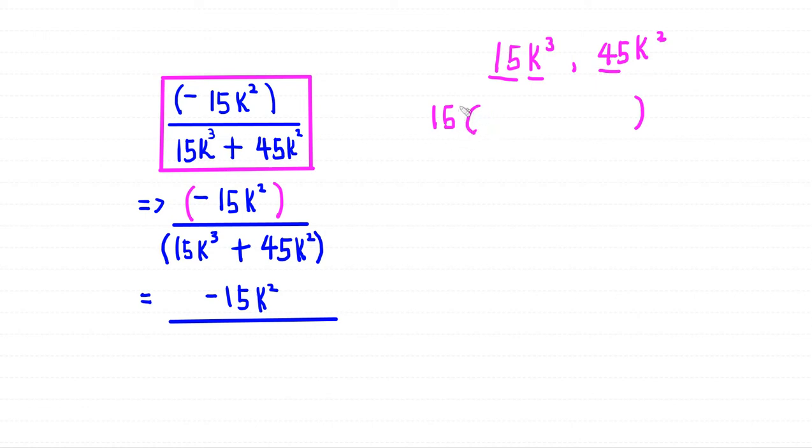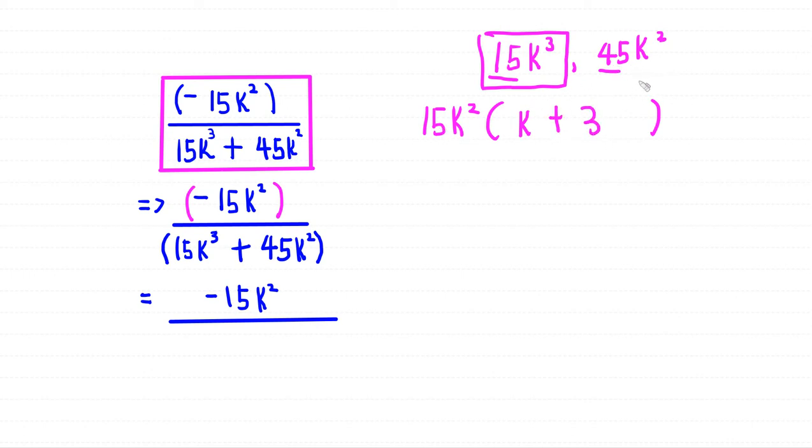So 15 times k squared times, if you pull out 15k squared from the first term, it gives us just k. Plus 45 divided by 15 is equal to 3, and k squared divided by k squared is equal to 1. So the factored denominator is 15 times k squared times k plus 3.